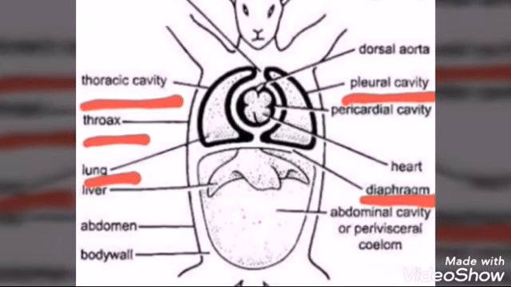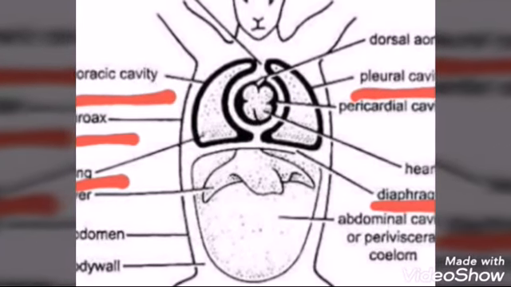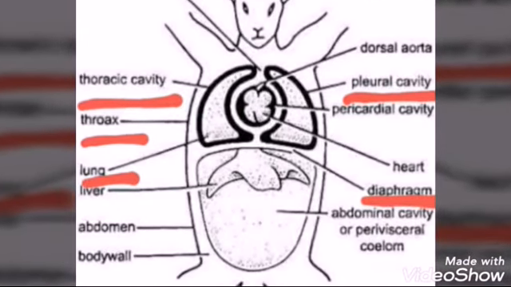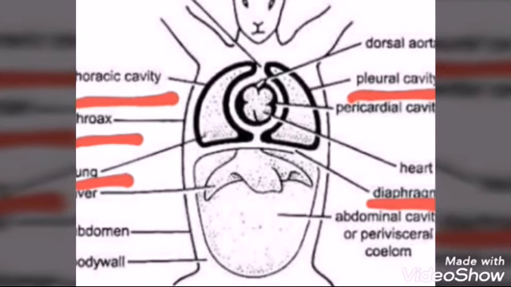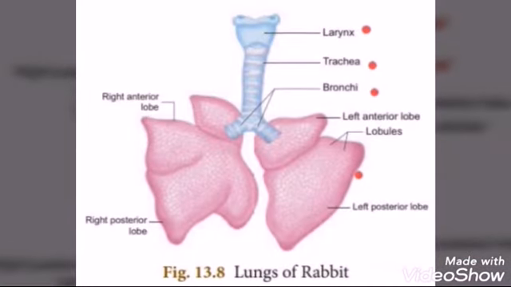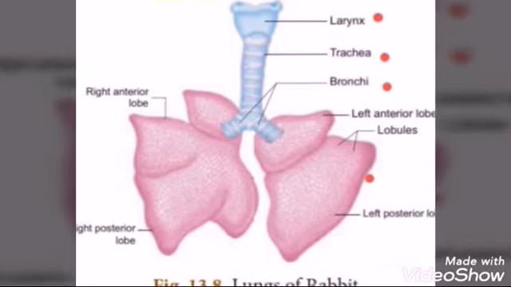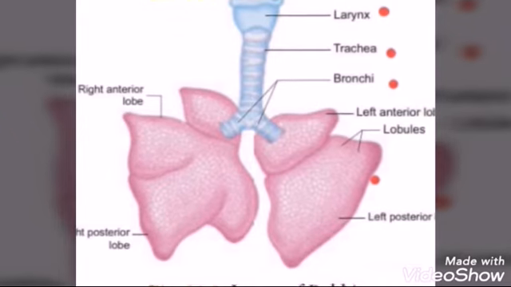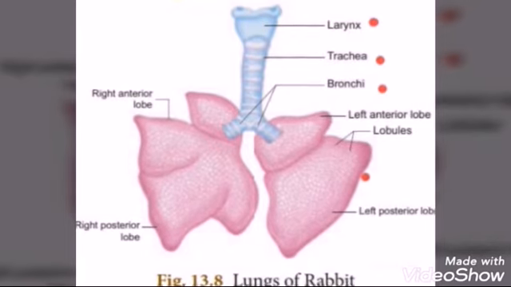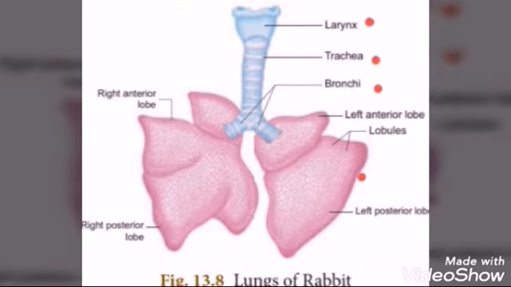Already we studied the rabbit body is divided into thoracic region and abdominal region. In thoracic region, inside the thoracic cavity, the lungs are present. The thoracic cavity is bound dorsally, it means backside, by the vertebral column and ventrally, in front side, by the sternum and laterally by the ribs. On the lower side of the thoracic cavity is the dome shaped diaphragm. Already we studied the diaphragm helps in breathing. Each lung is enclosed by a double layer called pleura.